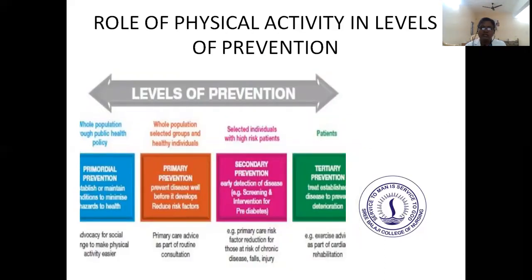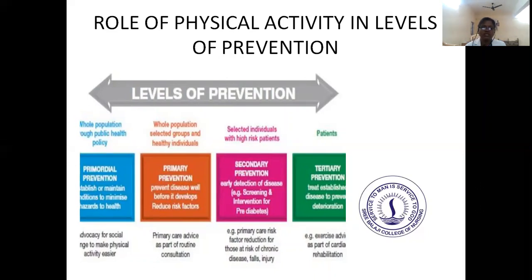Role of physical activity in levels of prevention. Why is physical activity so important in the prevention aspect? Because once we are concentrating on physical activity, we are concentrating more on the preventive aspect. Once the people in a community are doing exercises, they can minimize health issues. They will be very fit and lead a healthy life. That's why we are concentrating on primordial prevention.